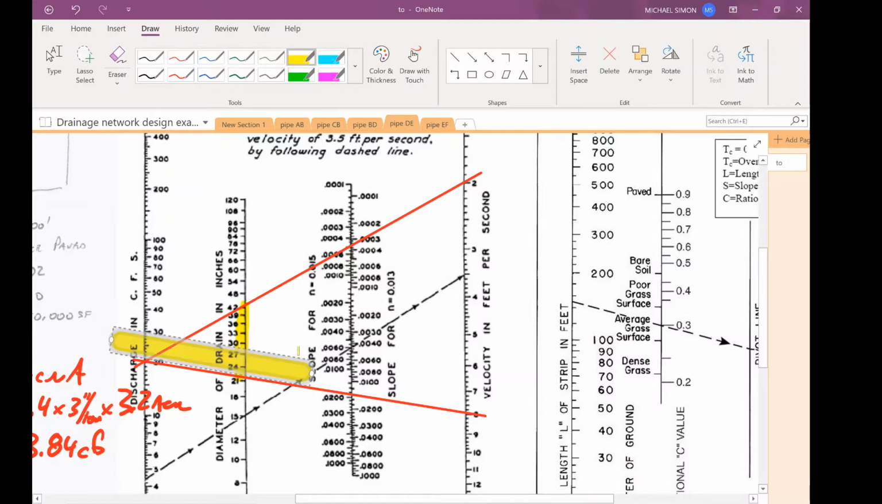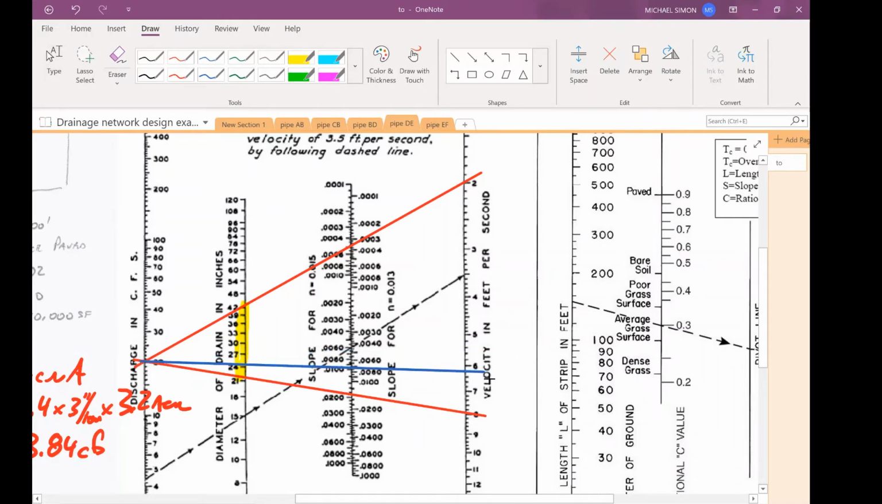So, that's not going to work. Let's try blue line here. Nope. Okay. And again, I'm talking this out as we go through it because I want you to understand what's going through my mind.